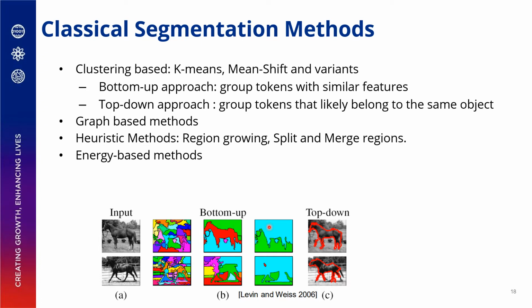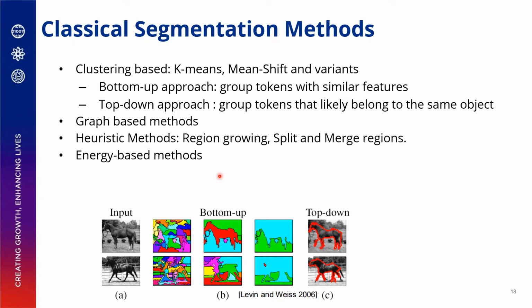Then you have your top-down approach, where you group tokens that likely belong to the same object. Over here, you're looking for object-based segmentation. So you're looking for this horse, and anything inside over here would be classified pixel-wise as this particular object.